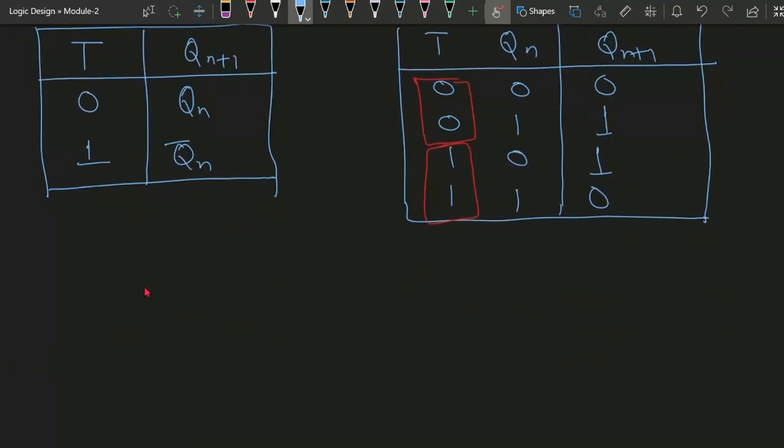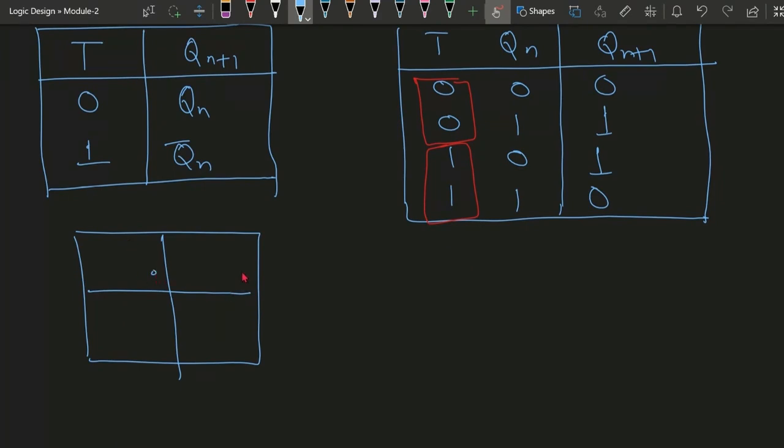By using the characteristic table, we will use the K map to simplify the expression. So it is 0, 1, 2, 3. Wherever there is a 1 at this location, this will get 1 and 2, so minterm 1 and minterm 2. With respect to that, no pairing is possible, so we will be circling them separately, and then we will write down the characteristic equation of the T flip flop, the Qn plus 1 for the T flip flop.